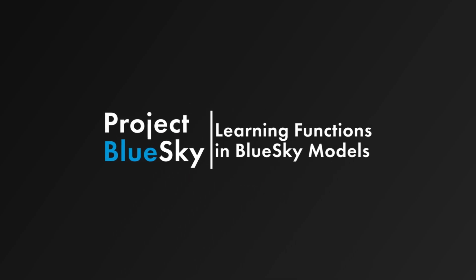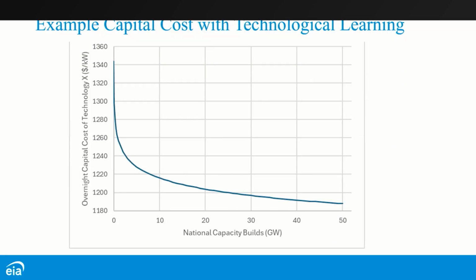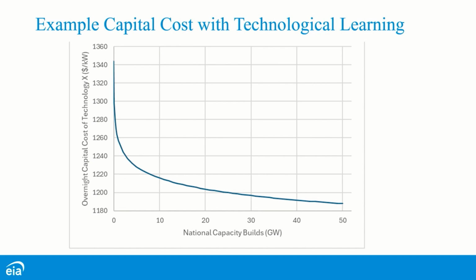One feature we wanted to include in the BlueSky electricity model was a nonlinear element. Generally, as more capacity is built of a technology, the less expensive the capital cost becomes. We call this learning. Learning is a nonlinear function, which makes it difficult to model.